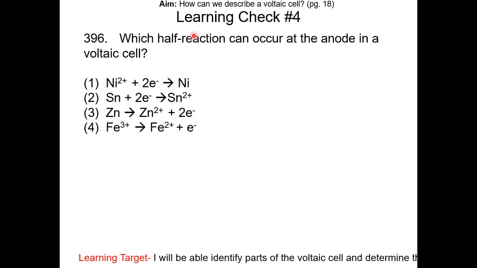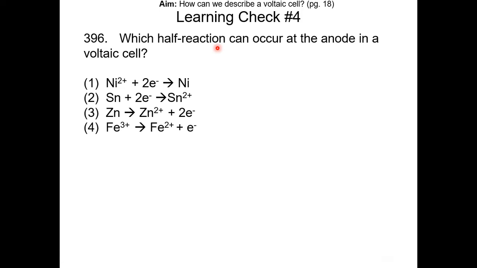Learning check number 4. Which half reaction can occur at the anode in the Voltaic cell? Pause the video and resume as completed. Oxidation occurs at the anode, so the answer is choice 3. Choice 4 is wrong because conservation of charge is not observed.